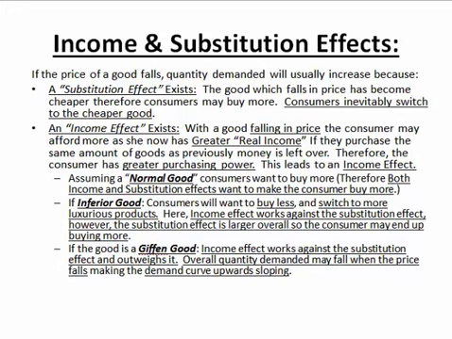Assuming a normal good, consumers want to buy more. Therefore, both income and substitution effects want to make the consumer buy more. If an inferior good is the case, consumers want to buy less and to switch to more luxurious products. Here, income effects work against substitution effects. The substitution effect is larger overall, so the consumer may end up buying more. If the good is a Giffen good, the income effect works against the substitution effect and outweighs it. Overall, quantity demanded may fall when the price falls, making the demand curve slope upwards.